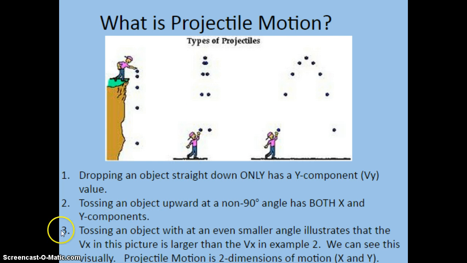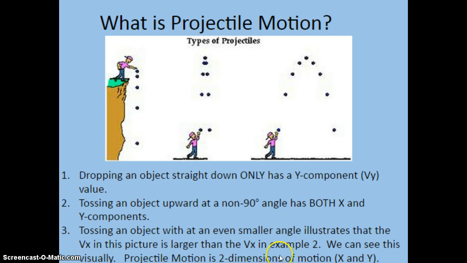And then number 3, tossing an object with an even smaller angle illustrates that the v of x in this picture is larger than the v of x in example 2. Right, so here it's going to travel the greater distance in the same amount of time. Therefore, my v of x must be larger. Notice they travel to roughly the same height, and I think the picture is trying to show that it is the same height. But here it travels a greater distance in the same amount of time. Therefore, it has a greater v of x. So we can see this visually.